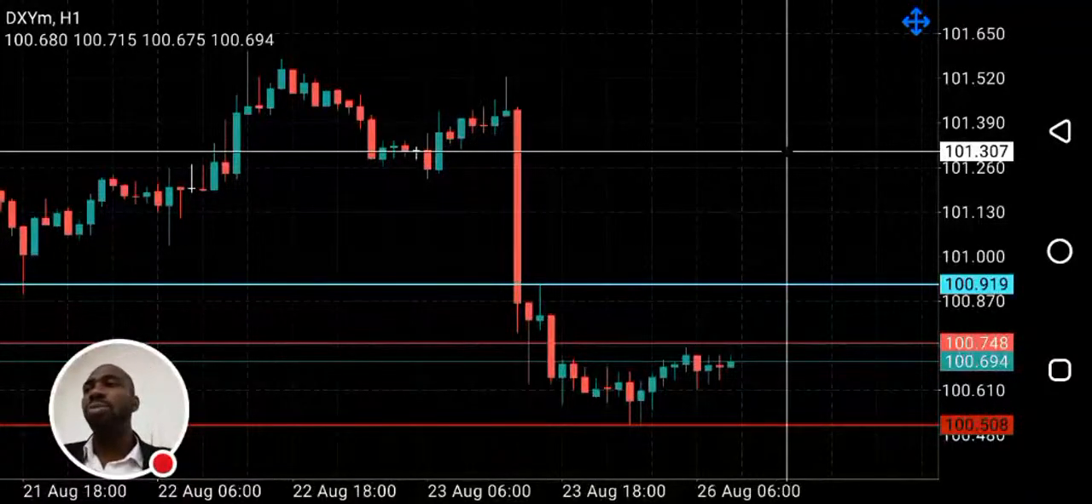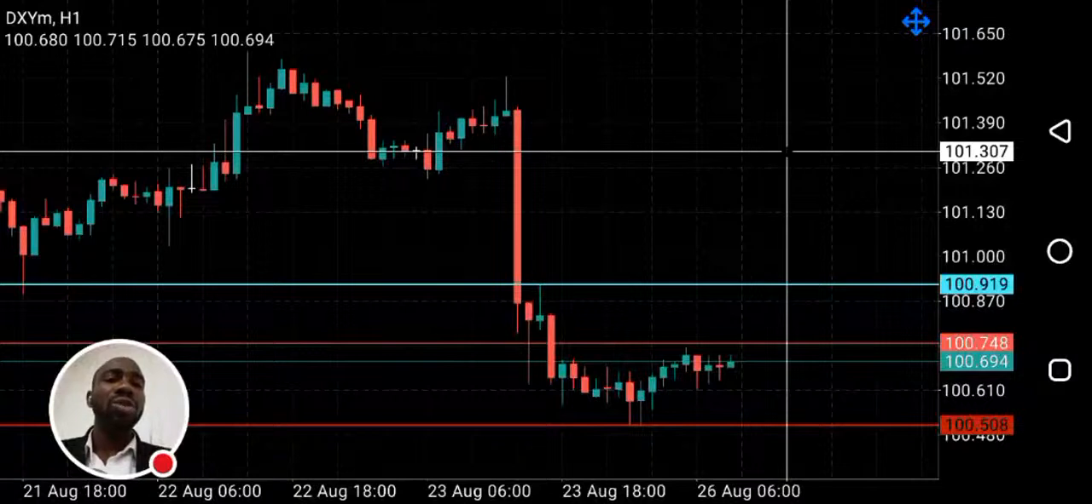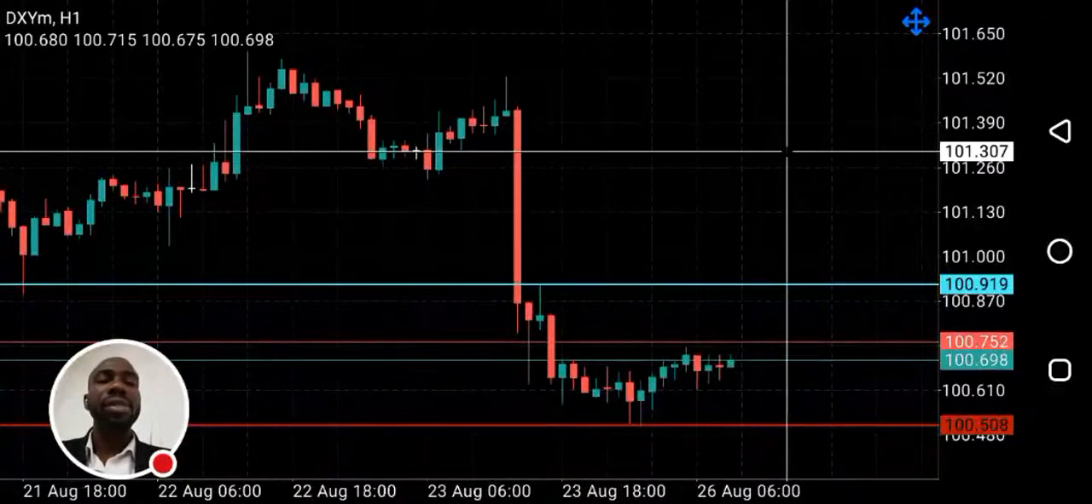If DXY is bullish, that tells you the dollar will be bullish. So if the dollar is bullish, you'll be considering selling GU, AU, EU, NU. Then you look for buys on USD CHF, USD JPY. I hope that is clear.